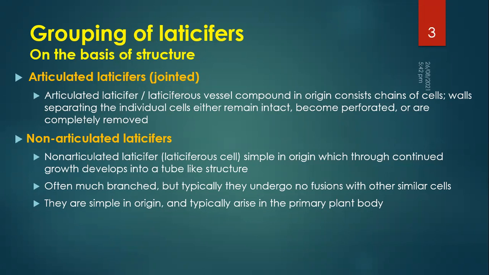Non-articulated laticifers are simple in origin, and through continued growth develop into tube-like structures. They are often much branched, but typically they undergo no fusions with other similar cells. They are simple in origin and typically arise in the primary plant body.